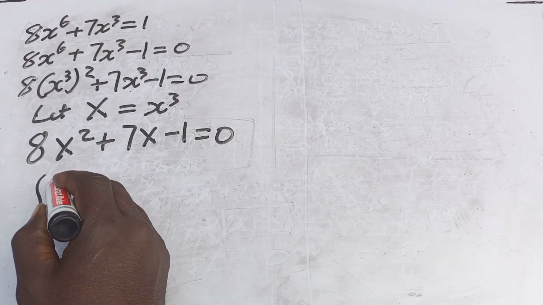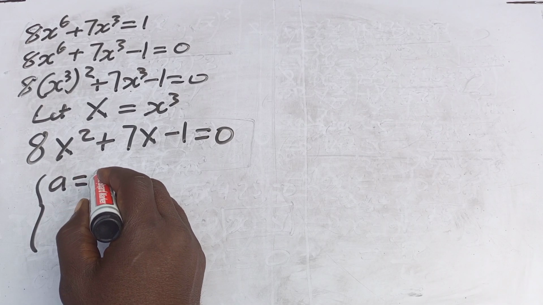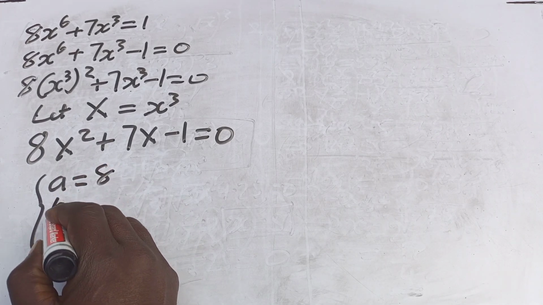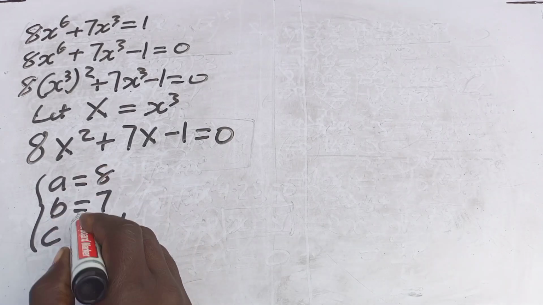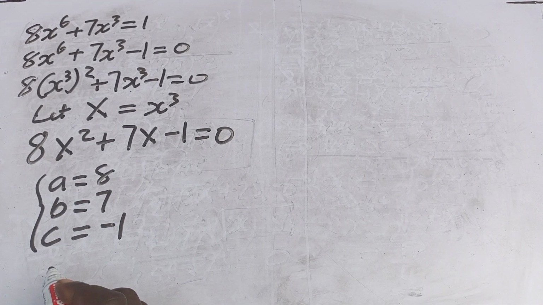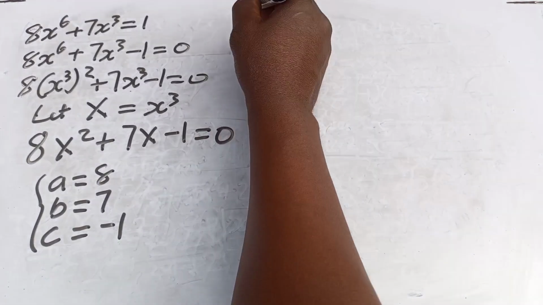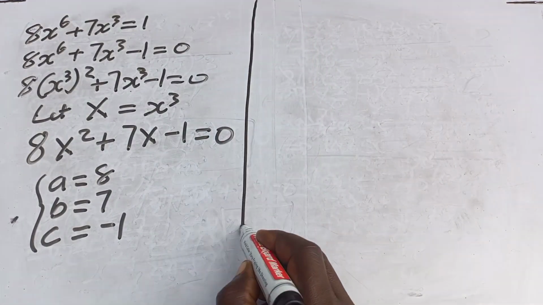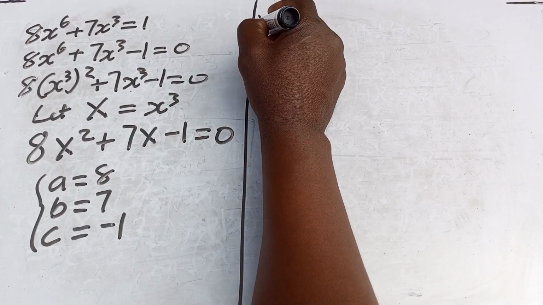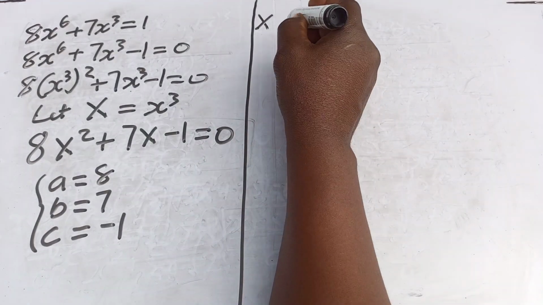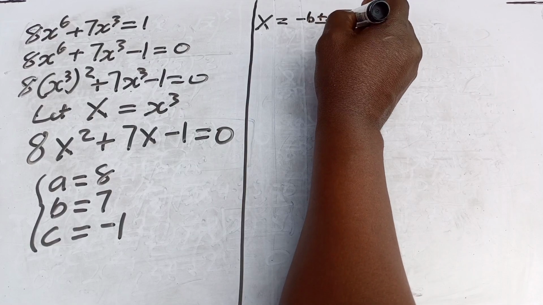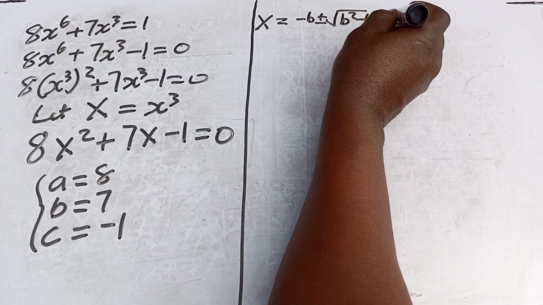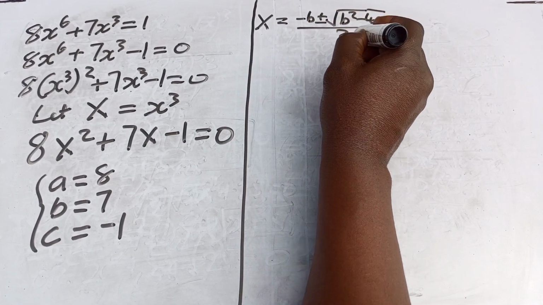Now let's collect our coefficients carefully. A is the x squared coefficient, B is the x coefficient, and C is the constant term. Make sure we collect this information accurately. Then we'll put in the quadratic formula. Capital X is equal to minus B plus minus the root of B squared minus 4AC all over 2A.